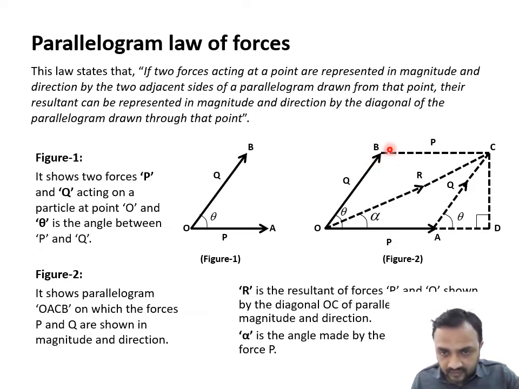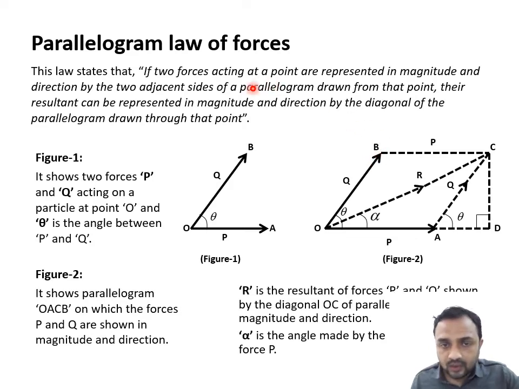If these two forces are represented by two sides of a parallelogram, the parallelogram here is OACB. In parallelogram OACB, OA is one side and OB is another side. They represent the two forces, P and Q.